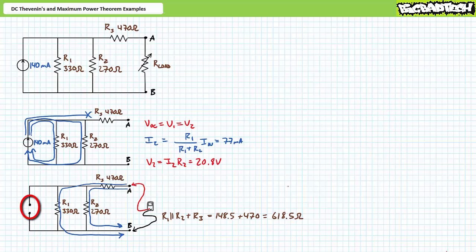When we remove the current source by replacing it with an open circuit, an ohmmeter placed at the terminals of interest sees R3 in series with a parallel combination of R1 and R2. This series parallel combination presents a resistance of 618.5 ohms.